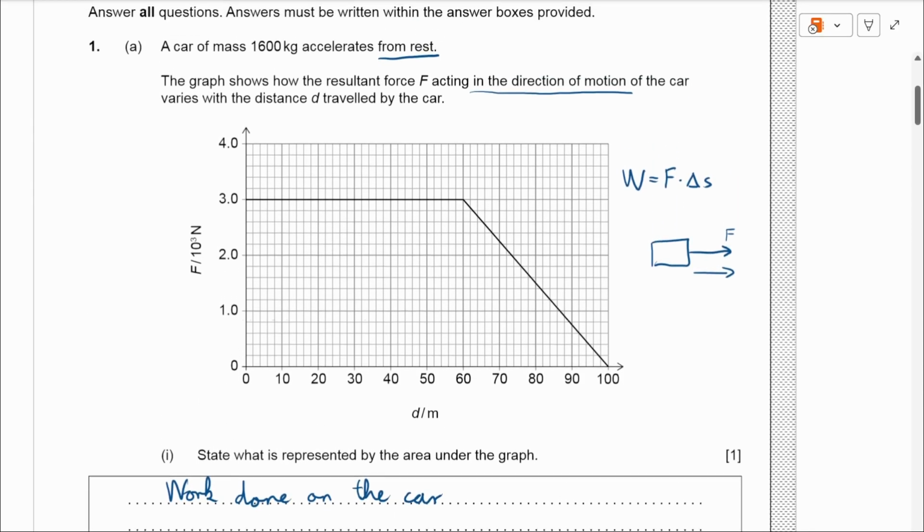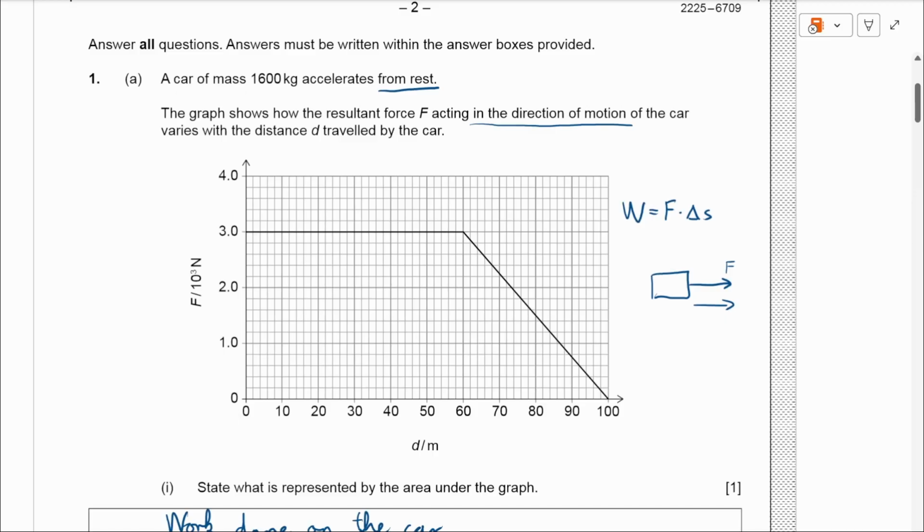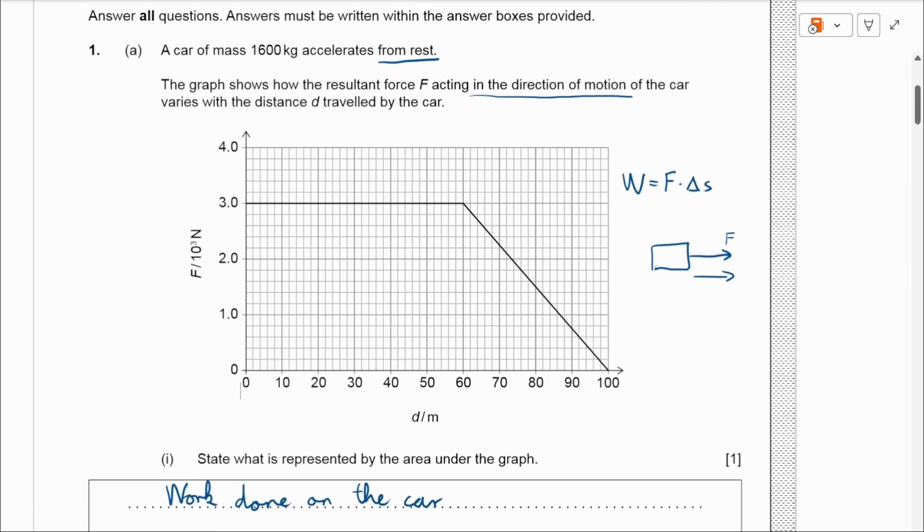So what we know is that the car has started from rest, which means that all the work that this resultant force is doing on the car is increasing the kinetic energy of the car. So at the start we have zero kinetic energy, so all of the work that is done by the force is being converted into kinetic energy of the car. So from that we can determine the speed of the car. So let's find the work done by the force. For that we need to find the area.